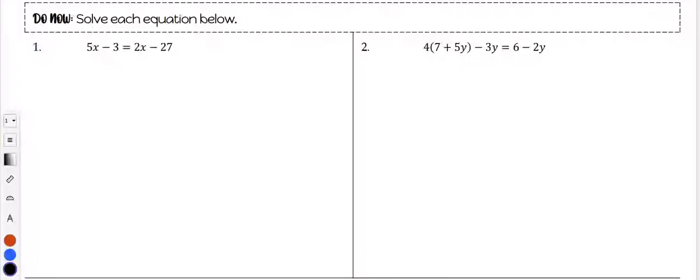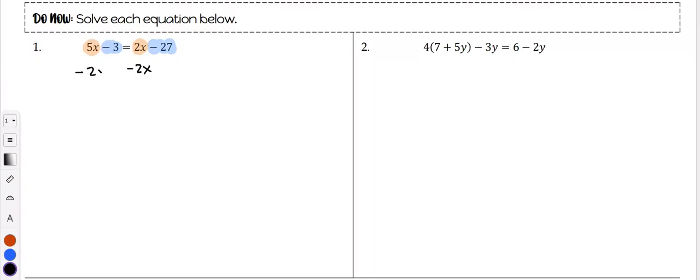All right, so for the do now, we're solving a basic two-step equation. When we are solving an equation, our goal is to get those variables on one side and the constants, the numbers, on the other, right? So my go-to method is always moving the variable to the front. That's just me. It doesn't matter where you move it.